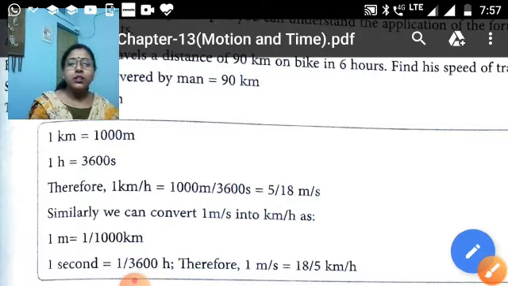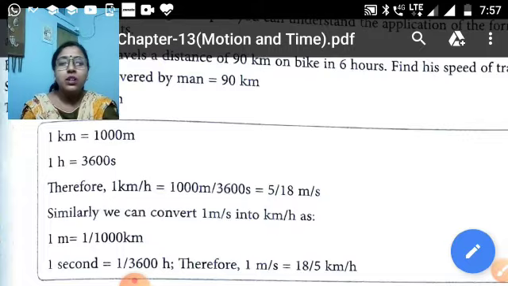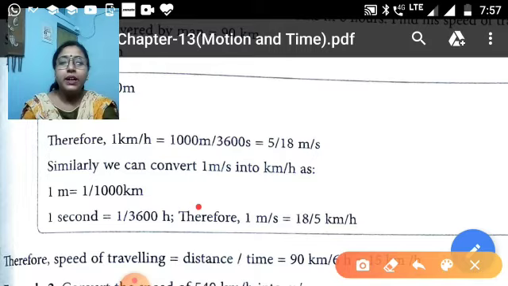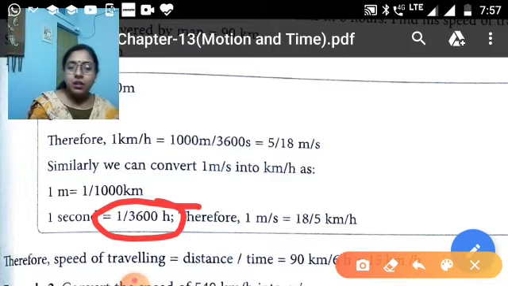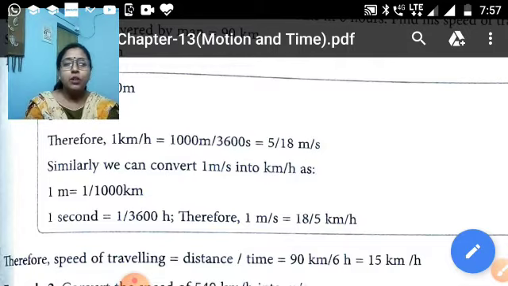Now second, if we have to convert the second into hour, again, as you know, 1 hour is equal to 3600 seconds. So 1 second is written as 1 by 3600 hour. So here we are converting from the smaller to the larger unit. That's why we write 1 by 1000 or 1 by 3600. So therefore 1 meter per second is equal to 18 by 5 kilometer per hour.